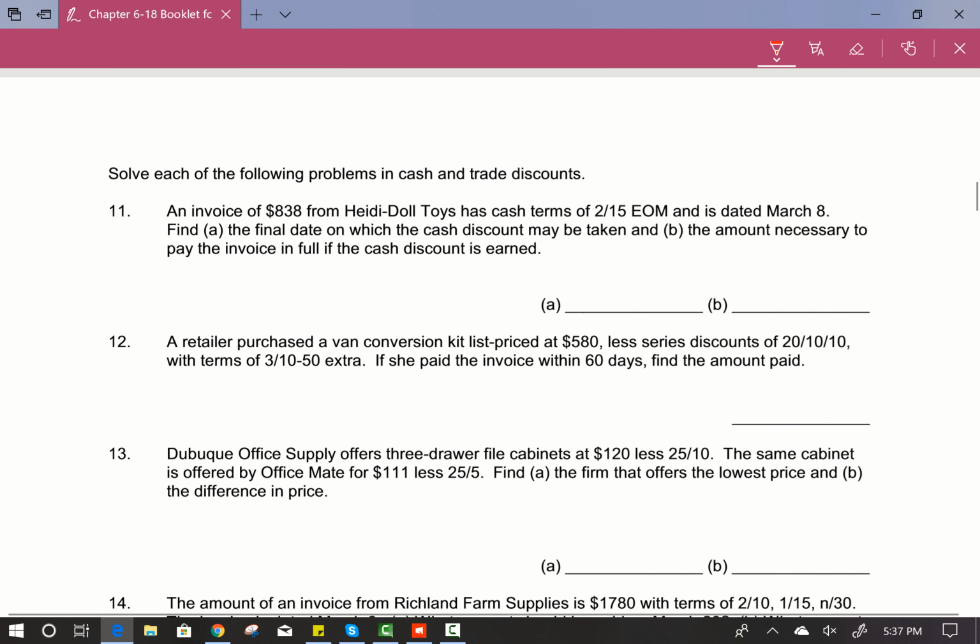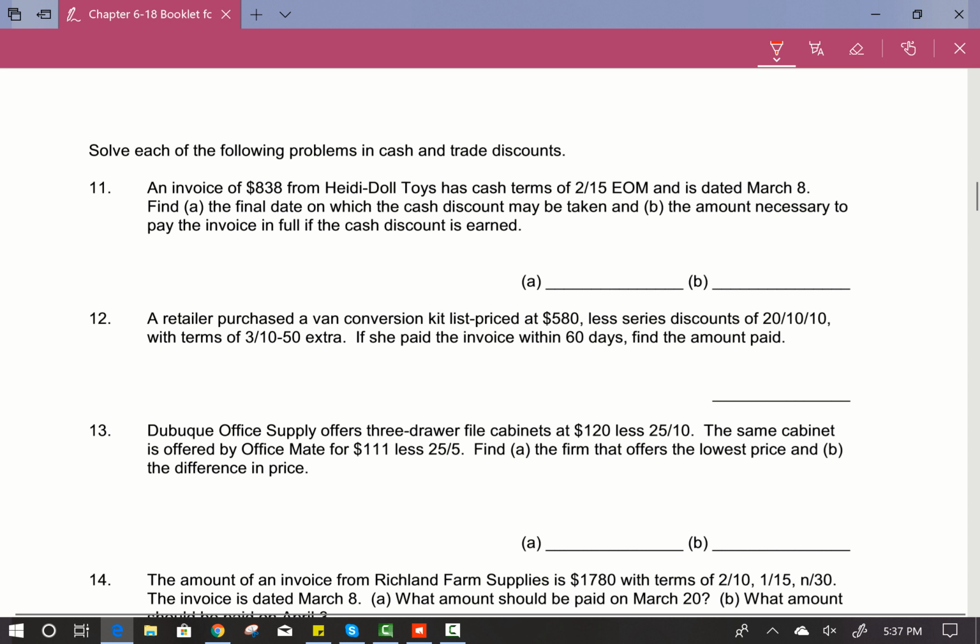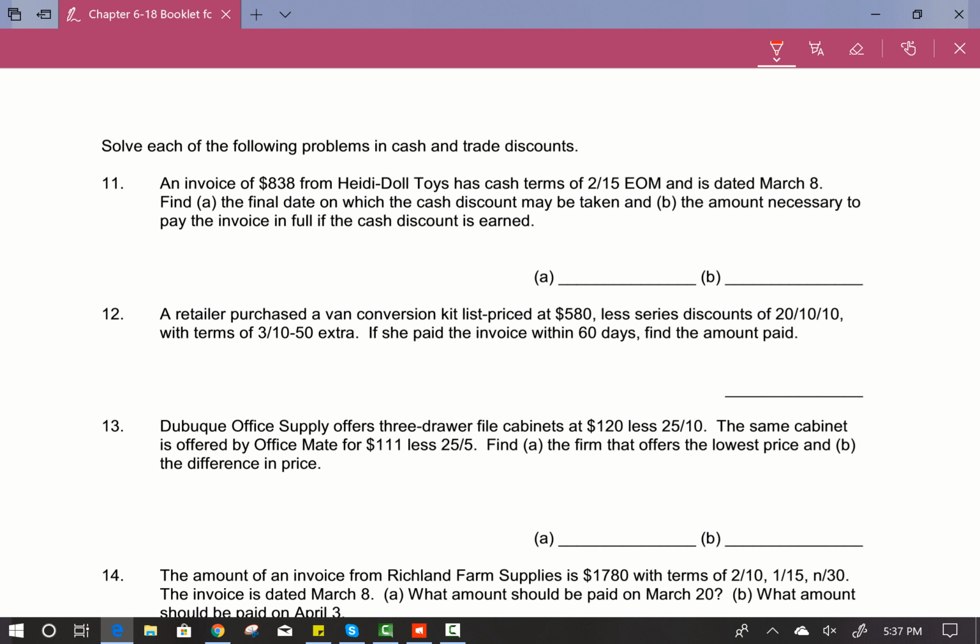Alrighty, let's look at some of these problems right here. Number 11, an invoice of $838 from Heidi Doll Toys has cash terms of a 2% discount taken within 15 days from the end of the month and is dated March the 8th. Find the final date on which the cash discount may be taken and the amount necessary to pay the invoice in full if the cash discount is earned.